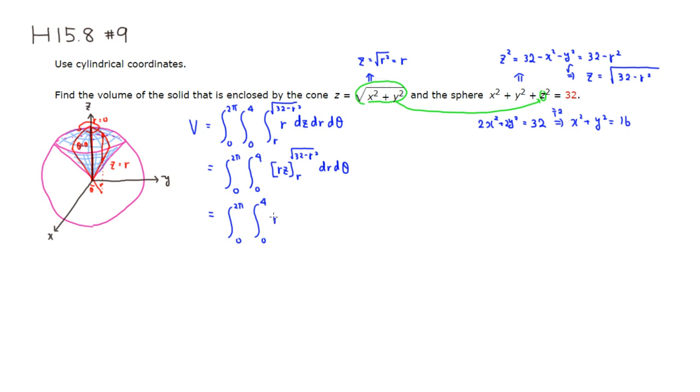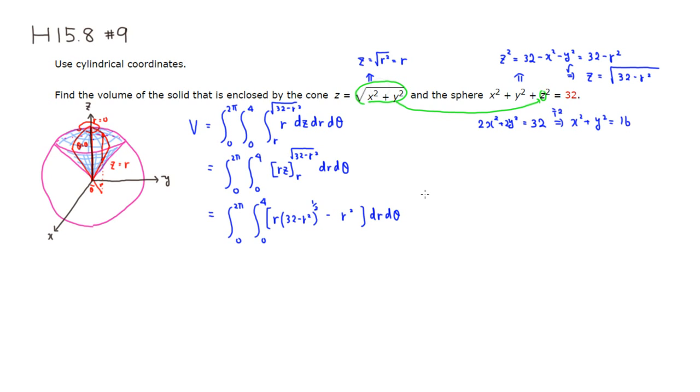So you have r, and then I'm going to have 32 minus r squared, and I'm going to write it as a 1/2 power there. Then minus, and plugging in r, so you have r squared. So then we just have to do the antiderivative with respect to r and with respect to theta. All right, so we got that.